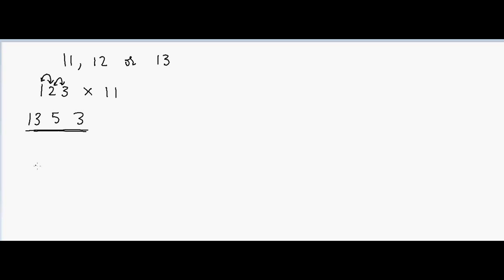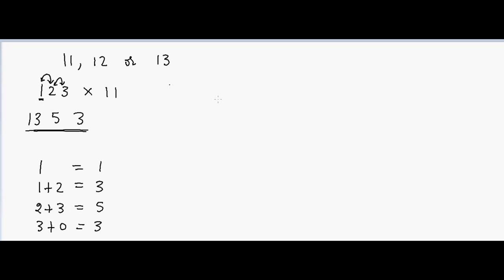Again, how did I do this? My first digit is the same as the first digit we have here. My second digit will be equal to 1 plus 2, which is first digit plus second digit. My third digit will be equal to second digit plus third digit, and the last will be equal to the last digit plus 0, because we have nothing else left. So that will be equal to 1, 3, 5, 3. So that's my answer, 1353.